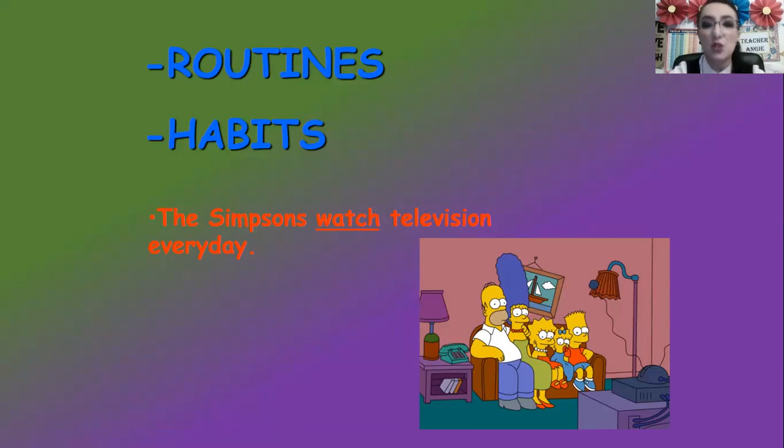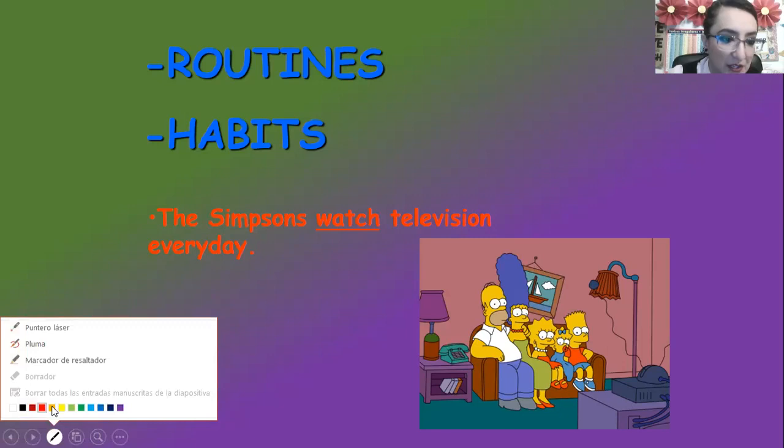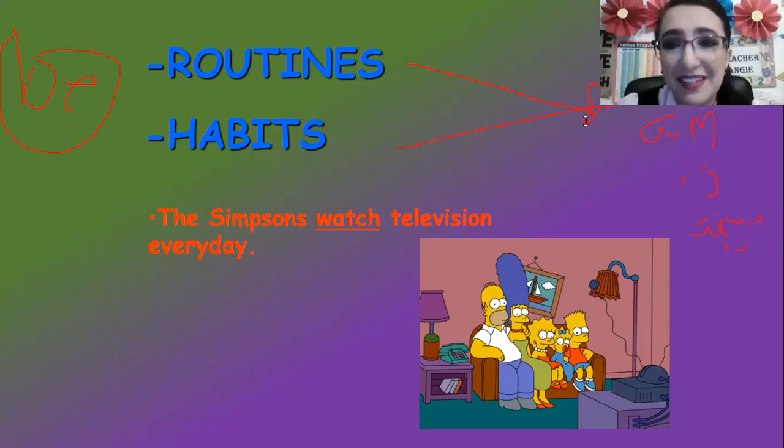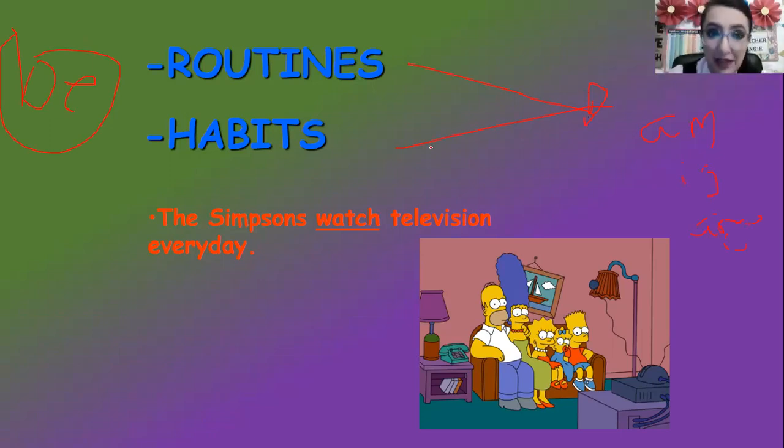The Simpsons watch television every day. That is going to be an example of a routine or a habit that they have. Okay, remember, present simple. We talk about habits or routines. Also here you are going to be finding the verb to be. Let me show you this. The verb to be is going to be here with is, are. Maybe not with the habits or the routines, but the verb to be is going to be part of the simple present, okay?